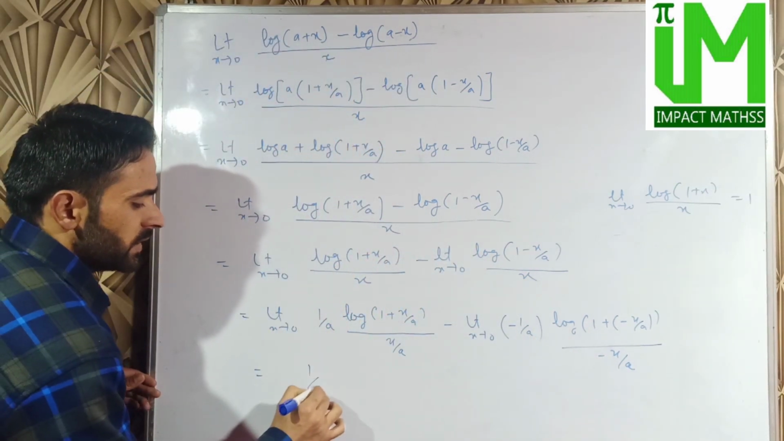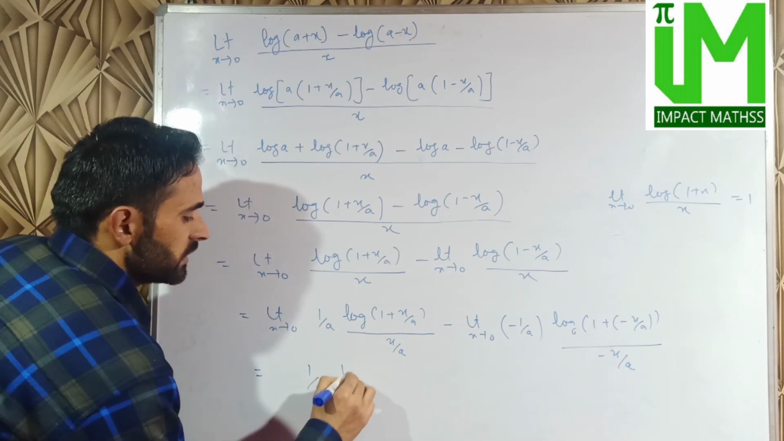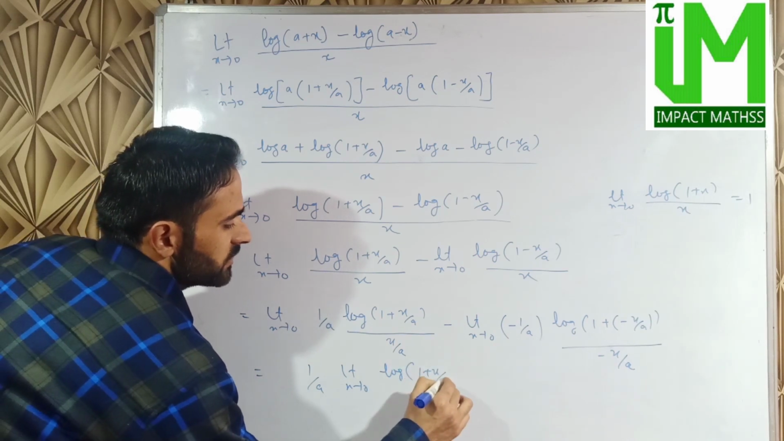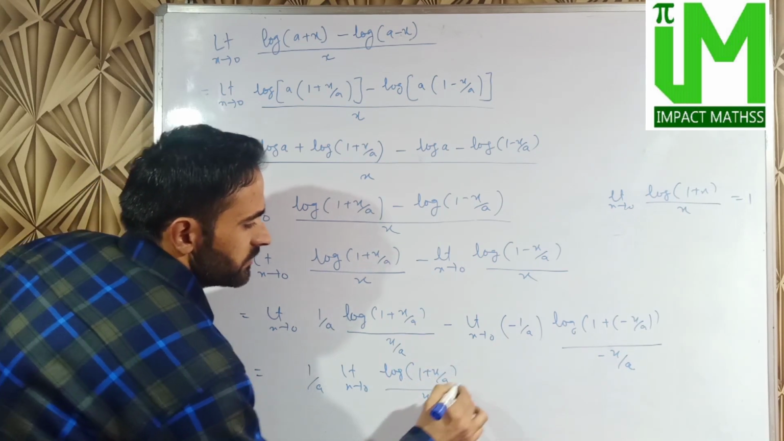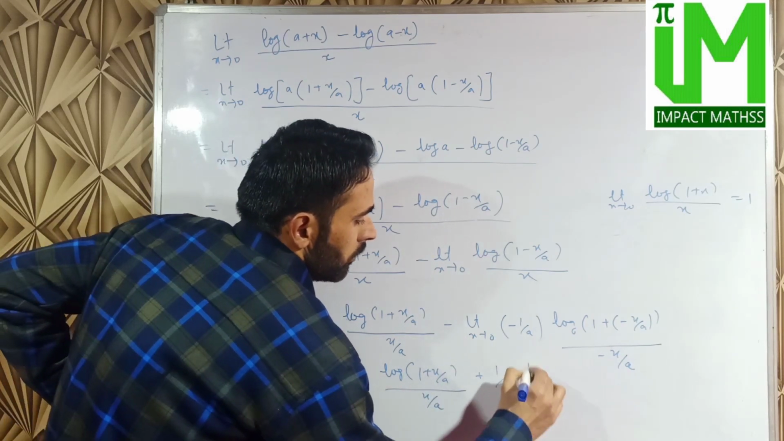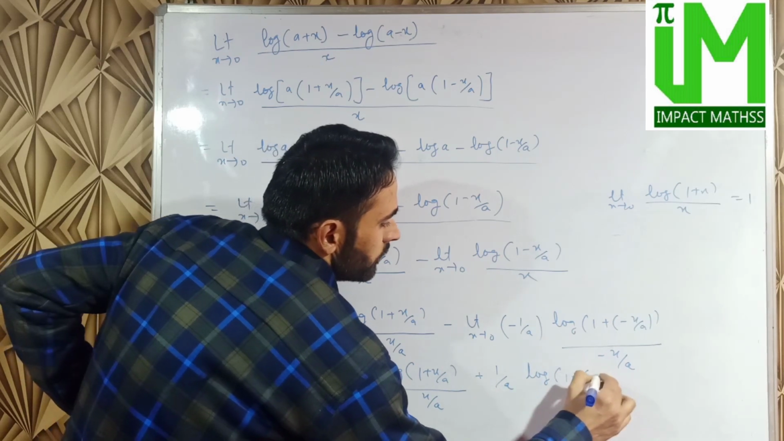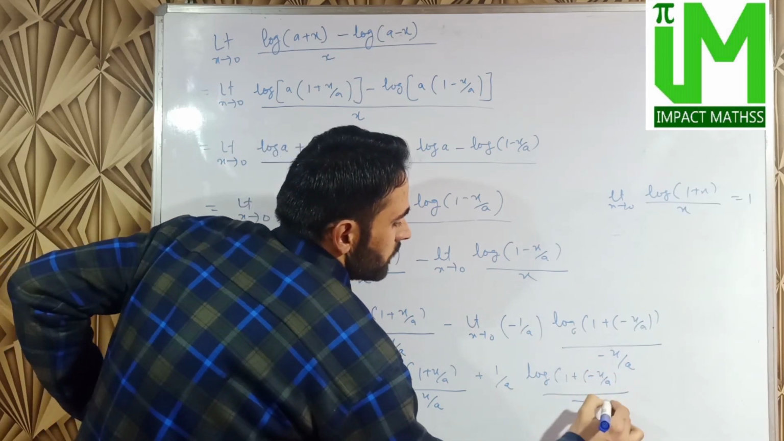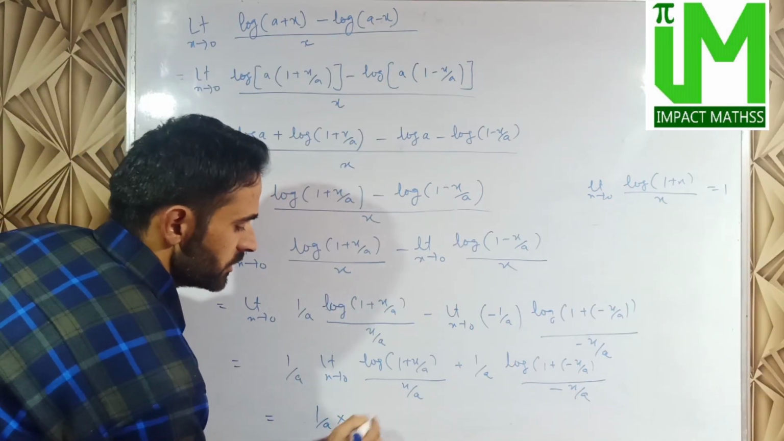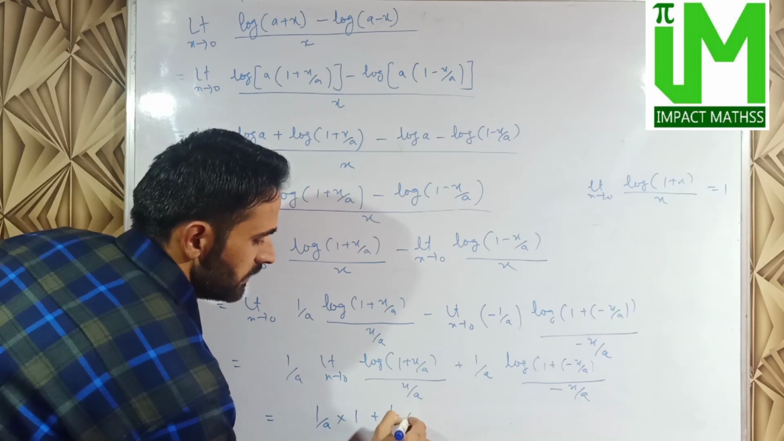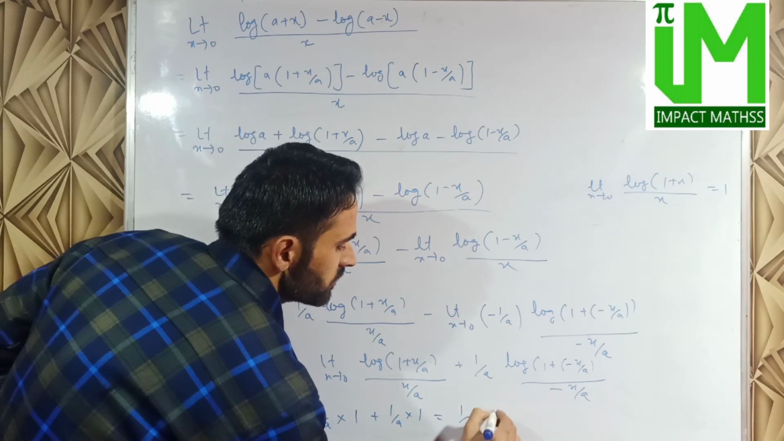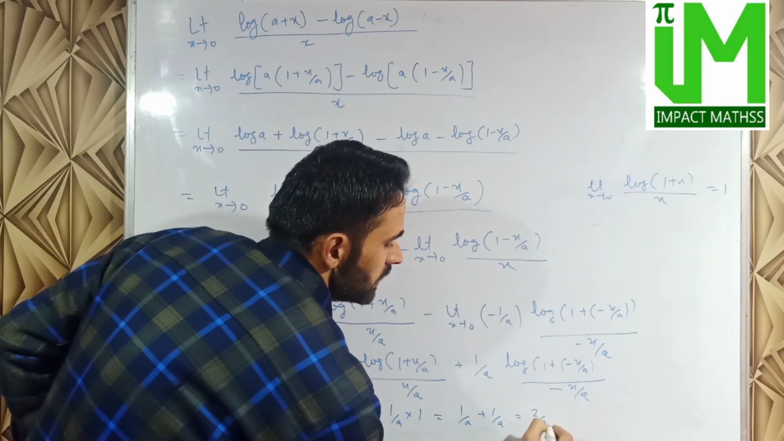So it will be 1 by a will be left out being constant and will be left out with limit x tends to 0 log of (1 plus x by a) divided by x by a, minus into minus it will be again plus 1 by a log of (1 plus minus x by a) divided by minus x by a. This will be 1 by a into इसका limiting value 1 plus 1 by a इसका भी limiting value 1. So it will be 1 by a plus 1 by a which will be 2 divided by a.